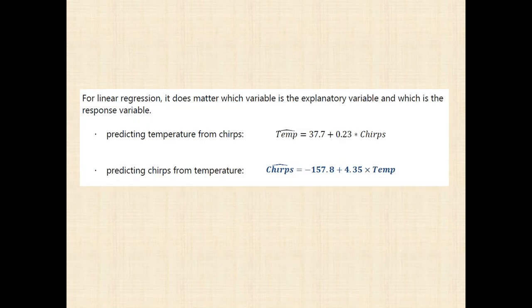Unlike correlation, order does matter as far as the regression model is concerned. So it does matter which variable is the response variable and which variable is the explanatory variable. You can see it here. The one that's written in black was the one that we've been dealing with where we were predicting temperature from the number of chirps per minute. If you reverse the variables, so then you're predicting the number of chirps per minute from temperature, what you get for the slope and intercept are a whole lot different.